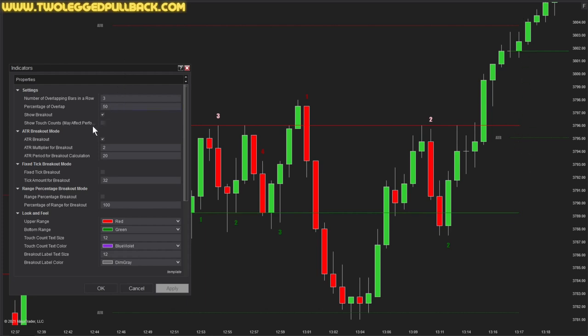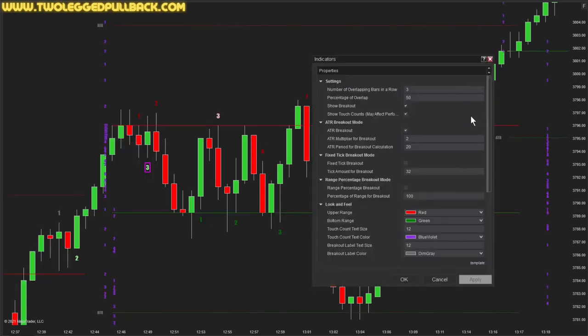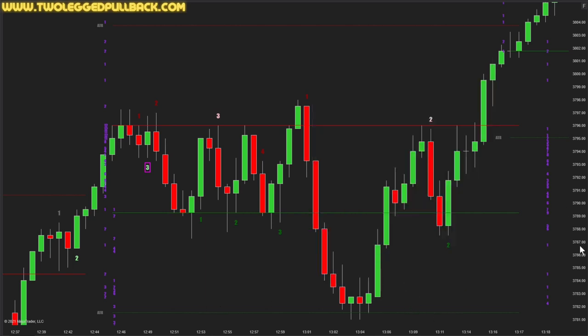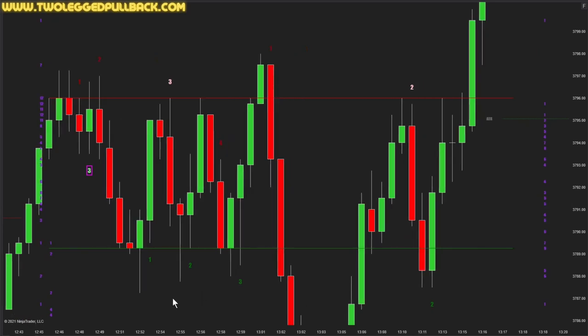The next setting is Show Touch Counts. This may affect performance. I'll select this and press apply. This setting can help us dive into a little bit of how the trading range indicator uses price action in order to adjust its trading range. I'll go ahead and zoom in a little bit here so we can better see.